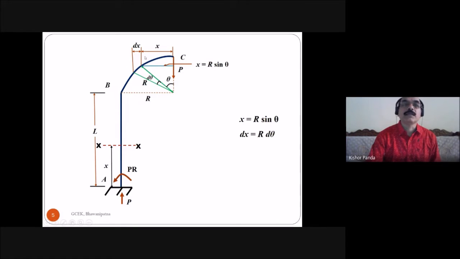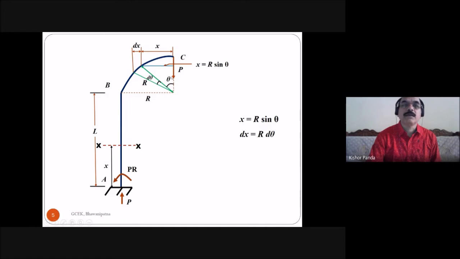So when you are taking the section at a distance x from the support C, you have to find out what is the moment here, because you know this is the angle. This is the angle in the linear direction. At a distance x from the support C, you are taking a section. But in the angular direction, at a distance theta, you are taking a section. So linearly this is varying from this to this, and in the angular direction, this is the variation of the angle. Here theta is 0 and here theta is pi by 2.